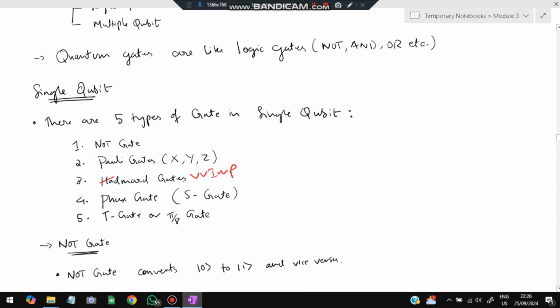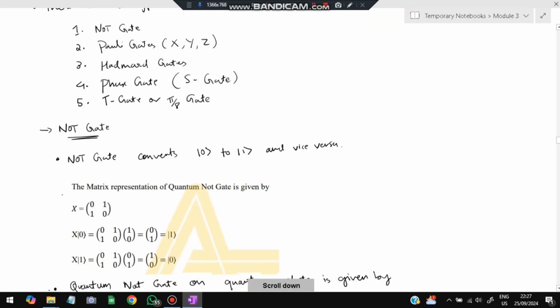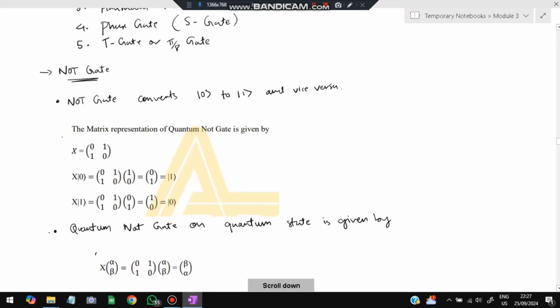Let's have a look at the first one, which is the NOT gate. NOT gate means negating, making it reverse. So the NOT gate converts 0 to 1 and 1 to 0. How does the matrix representation of the quantum gate look like? This is the matrix representation: 0 1, 1 0. This is the NOT gate. If you want to convert 0 to 1, we have to multiply 0 with this matrix. So x is this one and 0 is this one. When we multiply, we'll be getting 1 here. Similarly, if you multiply with 1, you'll be obtaining 0 here.